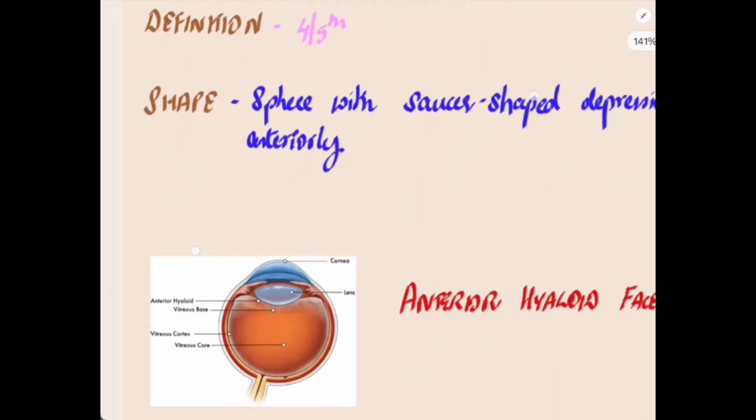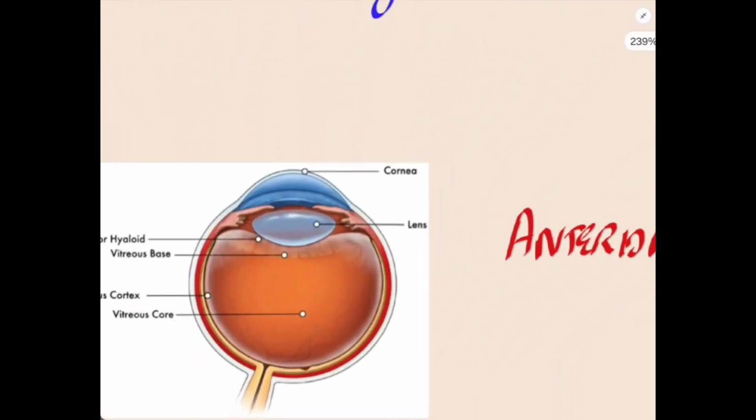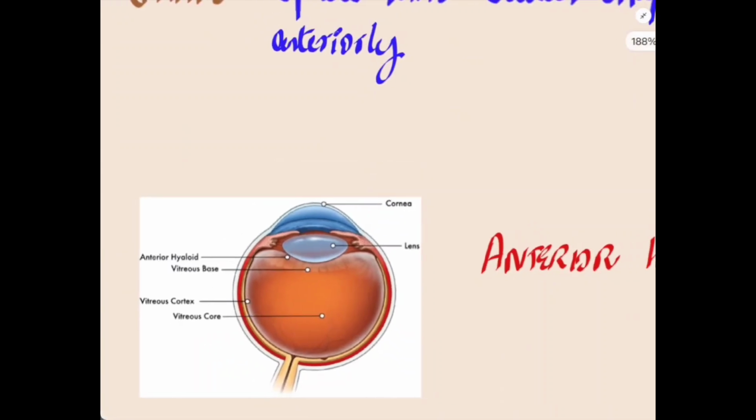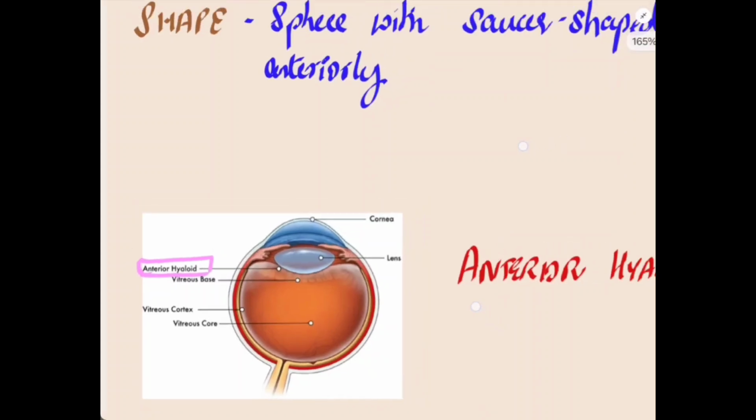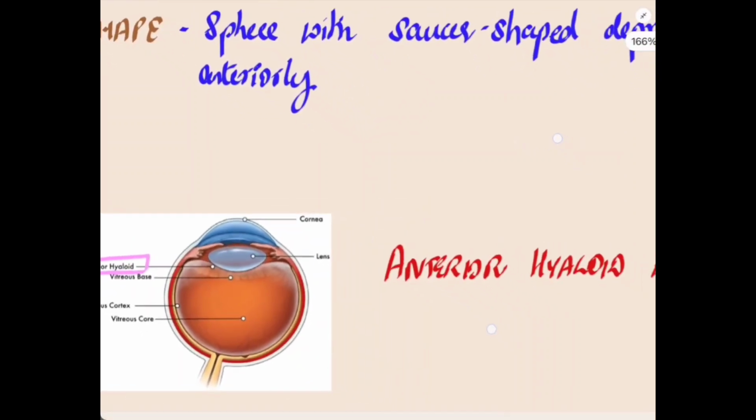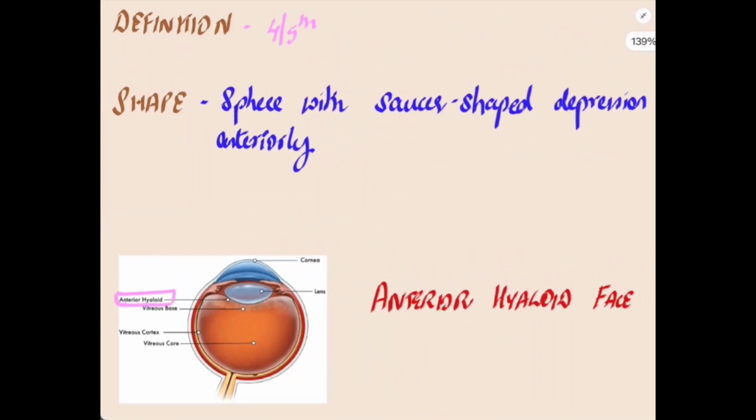It has a sphere shape with a saucer-shaped depression anteriorly known as the anterior hyaloid or lenticular fossa. In the region of the depression, the vitreous humor is condensed and is described clinically as the anterior hyaloid face.